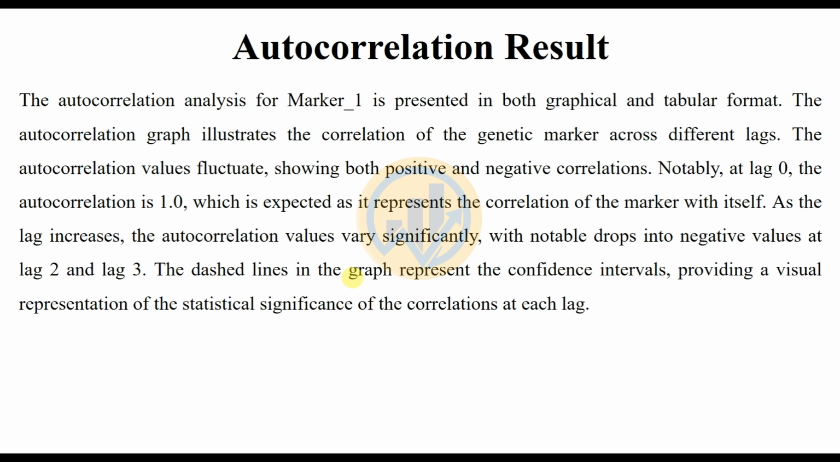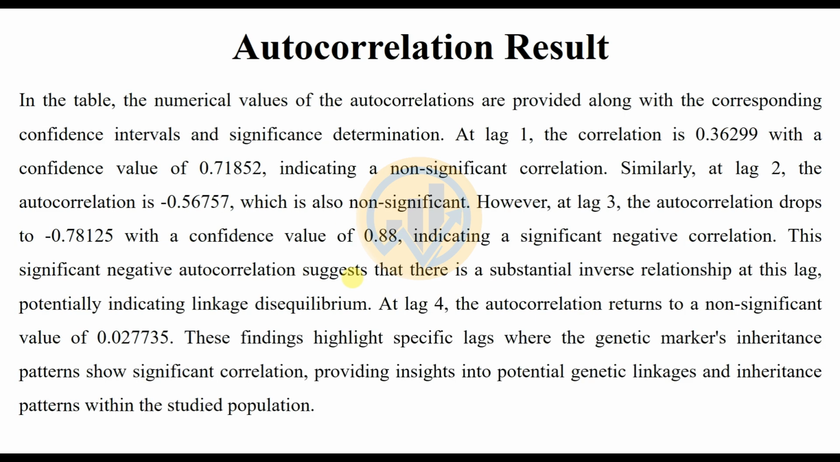The dashed line in the graph represents the confidence interval, providing a visual representation of the statistical significance of the correlation at each lag. In the table, the numerical values of the autocorrelation are provided along with the corresponding confidence interval and significance determination.